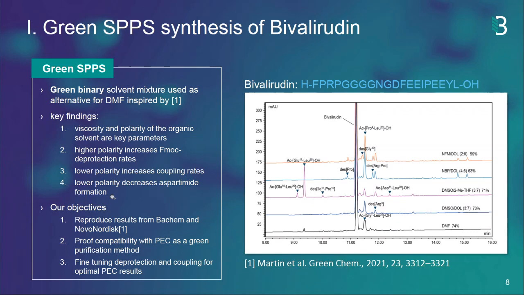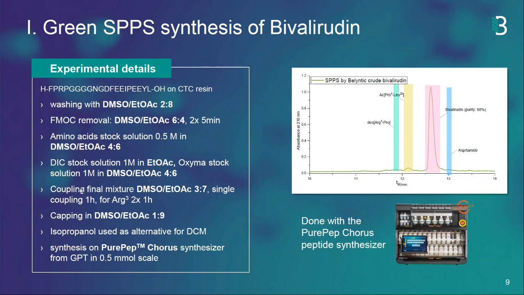So we want to take these key findings and apply our SPPS experience, modify, and make it a little better. We also want to see whether, after green synthesis, our PEC process is compatible with the green SPPS, and whether we can purify the bivalirudin by removing the impurities. As I told you, we have taken the considerations from the publication and, based on our SPPS knowledge, have even modified the procedure. We took DMSO ethyl acetate 2:8 as the washing solvent, whereas in the publication by Bahem they used isopropanol. For the Fmoc removal, we used the same solvent as Bahem, which is DMSO ethyl acetate 6:4.